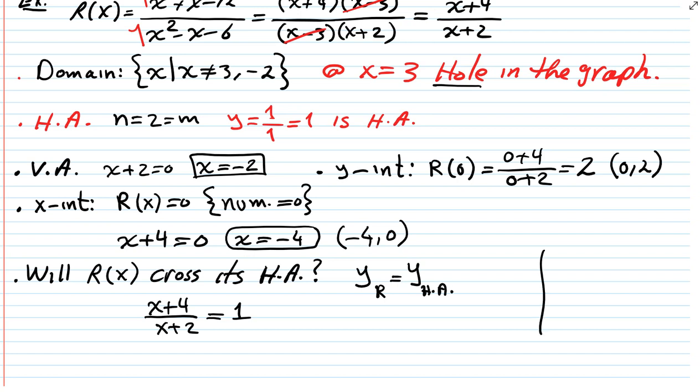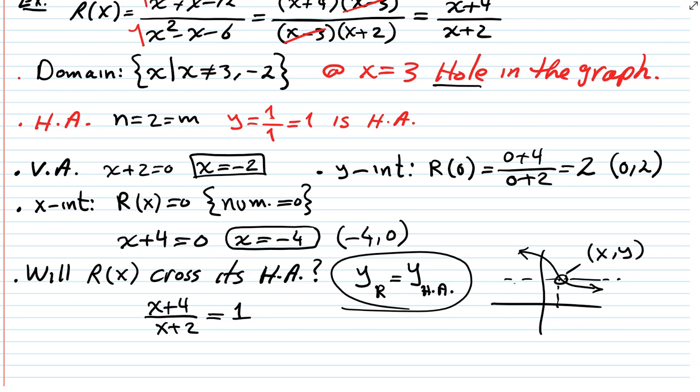And what we're saying is this. Let's say here's the function, here's the horizontal asymptote. At the point of intersection, if there is one, this point will be on both the horizontal asymptote and on the graph of the function, right? So the x, y must be the same. That's why we set the y's equal to each other. Now, let's solve this equation.